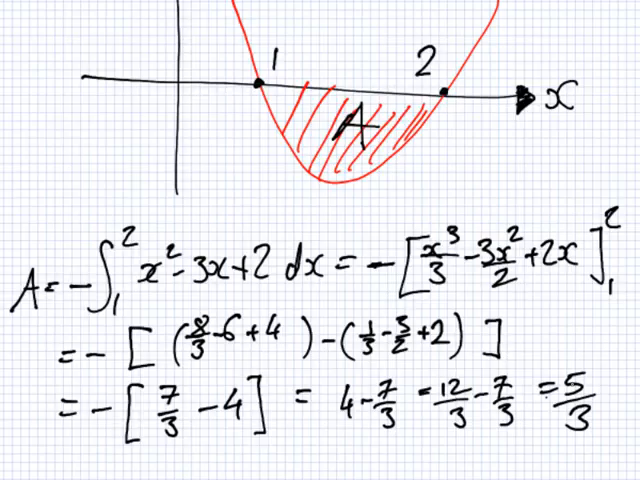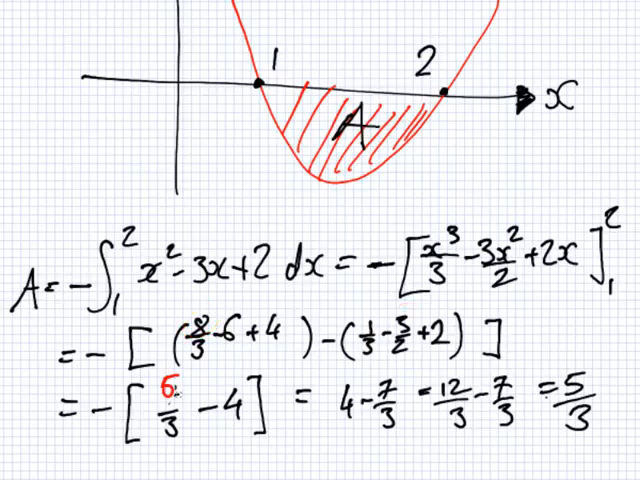Let me see. 8 over 3, 2 squared is 4. Oh, not 6, 4, yes. Minus 1 over 3, minus 3 over 2, plus 2. 8 over 3. Oh, not 7 over 3. 5 over 3. Here. 8 over 3 minus 3 over... Oh! 4 over 3. Hang on.